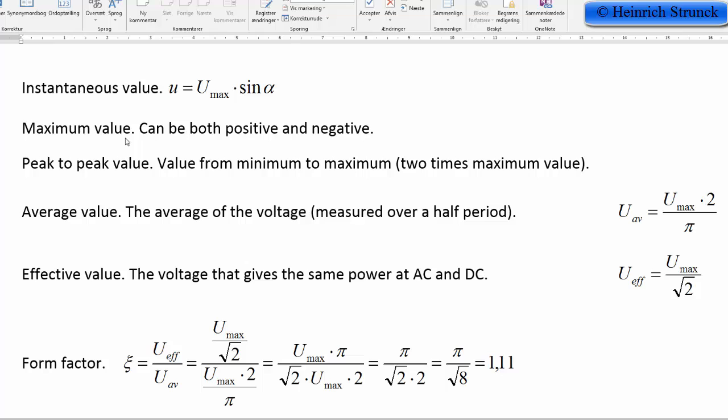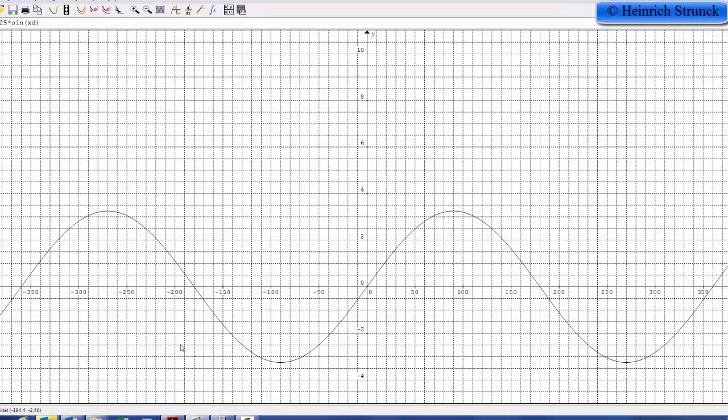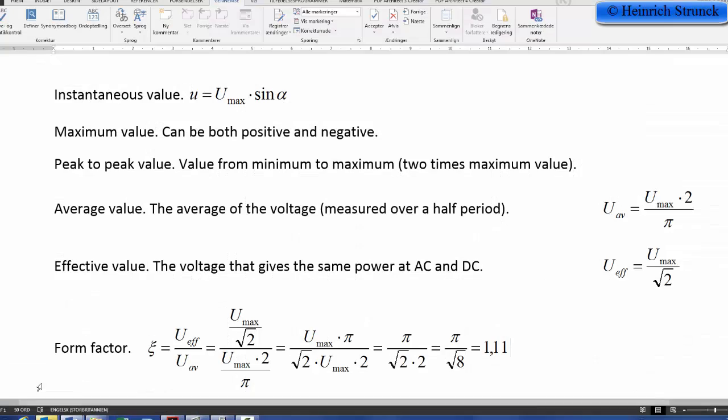The maximum value can be both positive and negative, since when we look at the sine curve, we have the maximum value here, and also we have the maximum value here. Here we got a negative value, here we have a positive value, but the value is the same. So this is just a number for the maximum value, and it is not necessarily positive or negative.